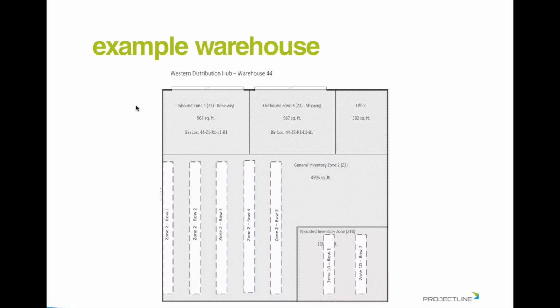In our particular example today, here's our sample warehouse. So we're looking at this conceptual warehouse 44, our Western Distribution Hub. And you can see within this hub, we've got a few zones. We've got Zone 1, our receiving zone. We've got Zone 2, which is our general inventory zone. We've got Zone 3, which is our outbound zone. And we've got Zone 10, which is an allocated zone.